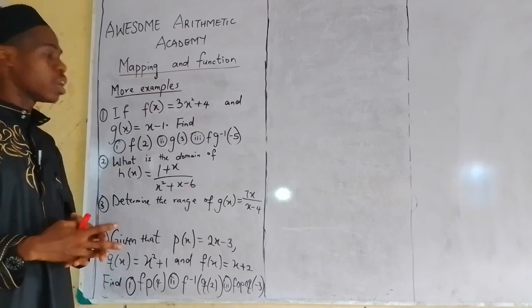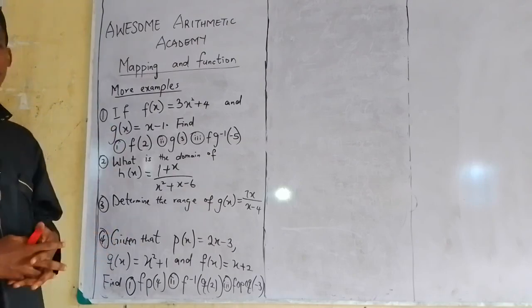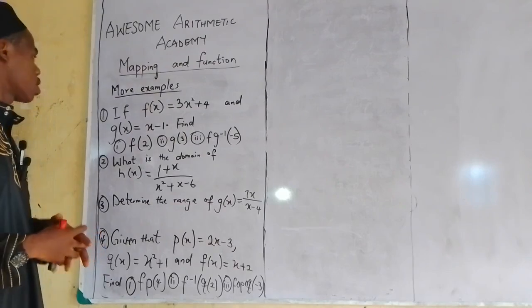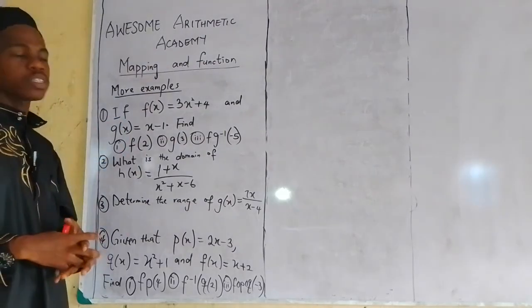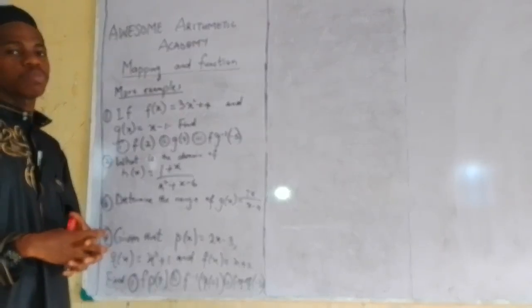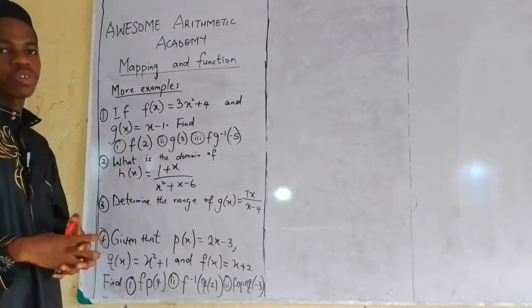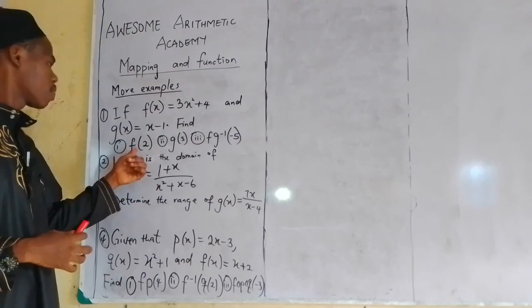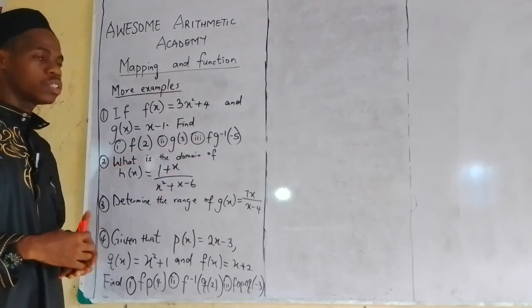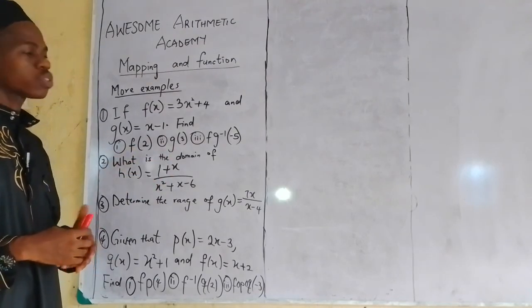Now, the first question here says: if f of x equals 3x squared plus 4 and g of x equals x minus 1, find f of 2, g of 3, and then fg inverse of minus 5.